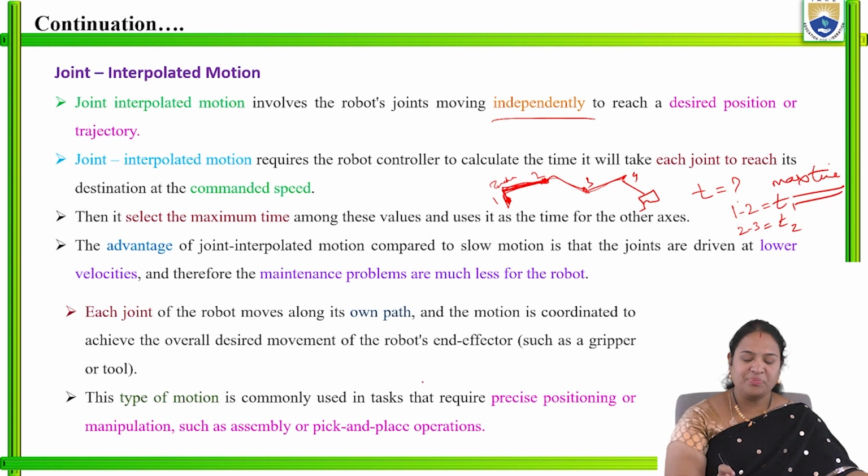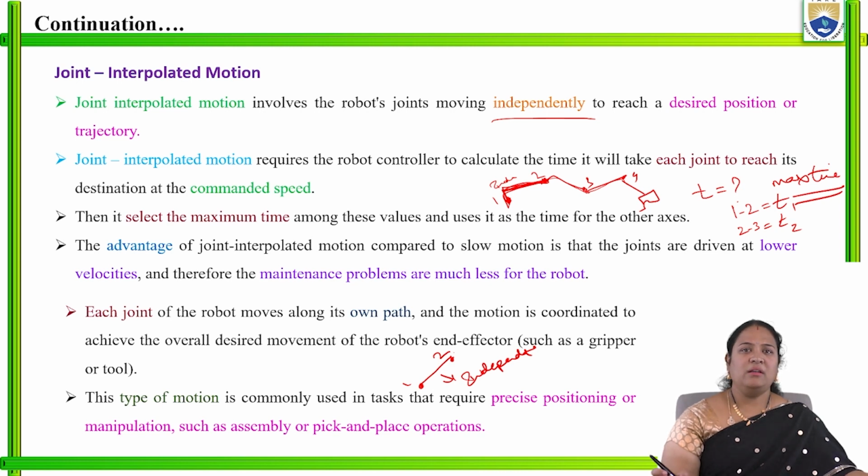That is, when it is moving from one point to the other point, the path which it is traveling from point 1 to point 2 has its own path, because the motion is independent. Because the motion is independent and the rotation or the translation movement of the joint is independent, it travels along its own path in order to reach from its initial position to the final position of the robot end effector.